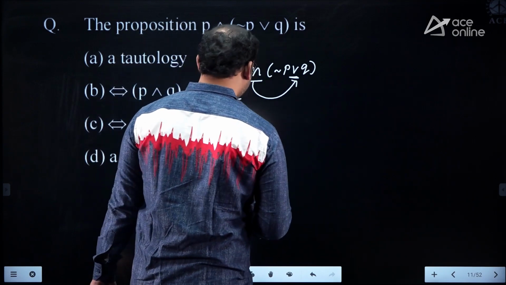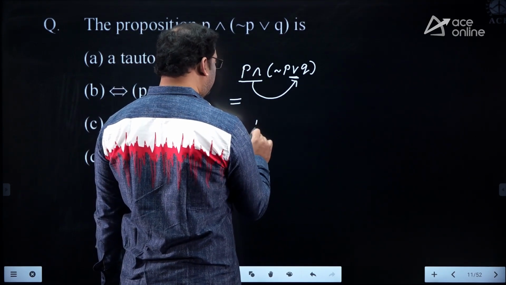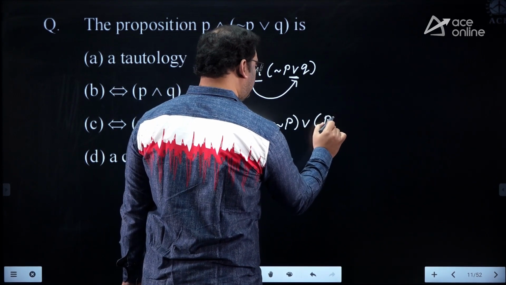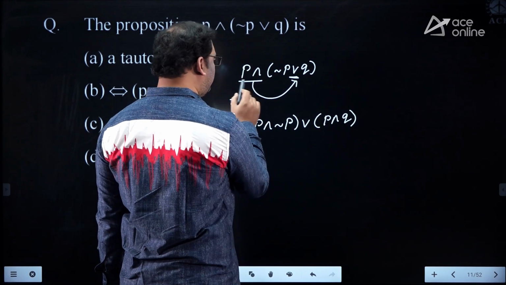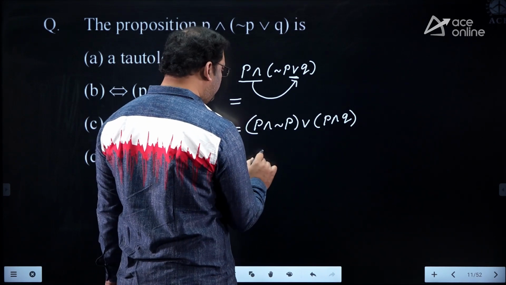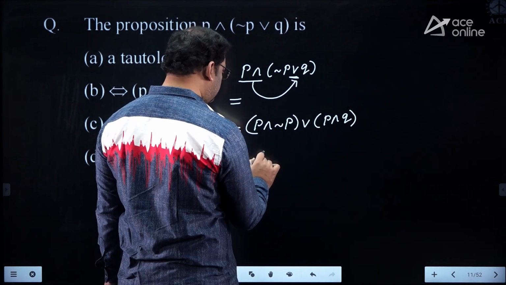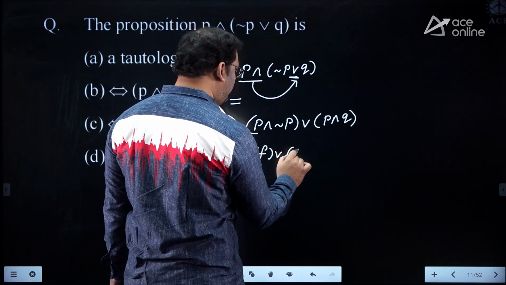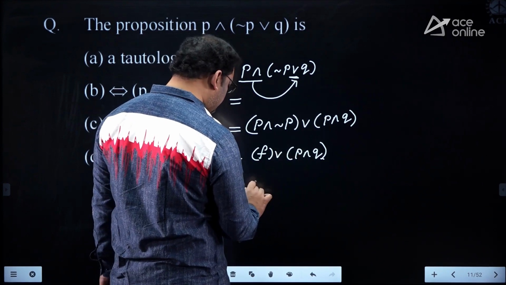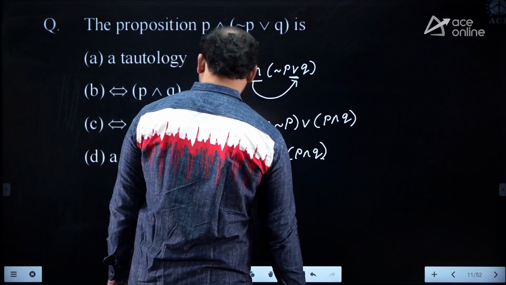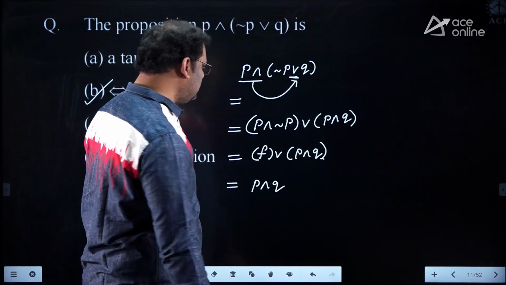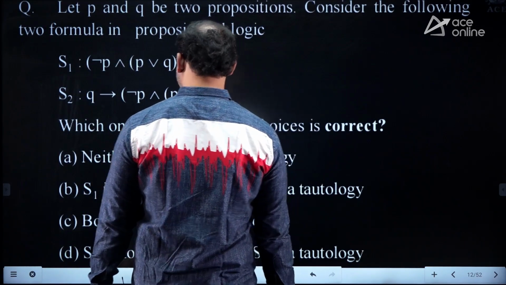Now in this case, let me take the distributive property: P and negation P, or P and Q. Outside of the bracket we have P and, which is distributed to both, not P and Q. P and negation P is a contradiction, false, or P and Q here. False or P and Q, the result is P and Q. Yes, the given formula is equivalent to P and Q. P and Q is correct. My dear, try this question.